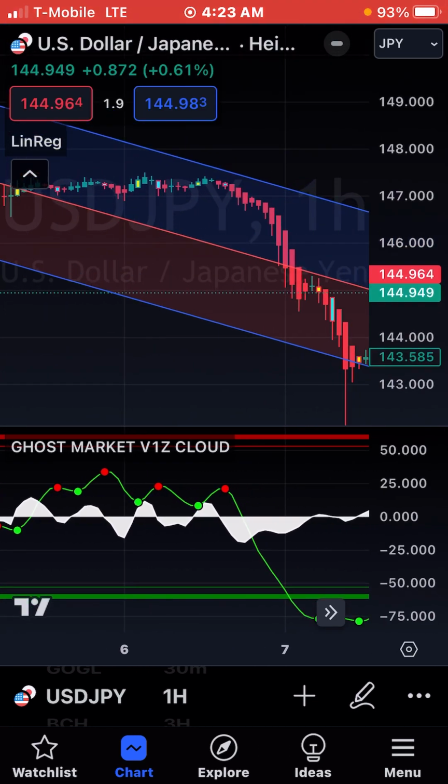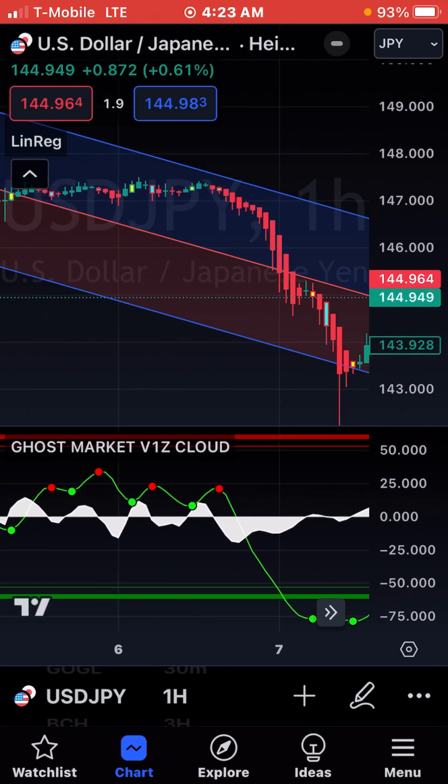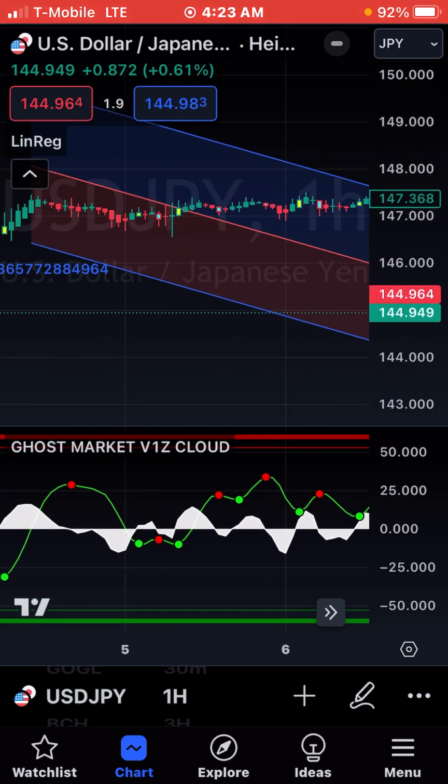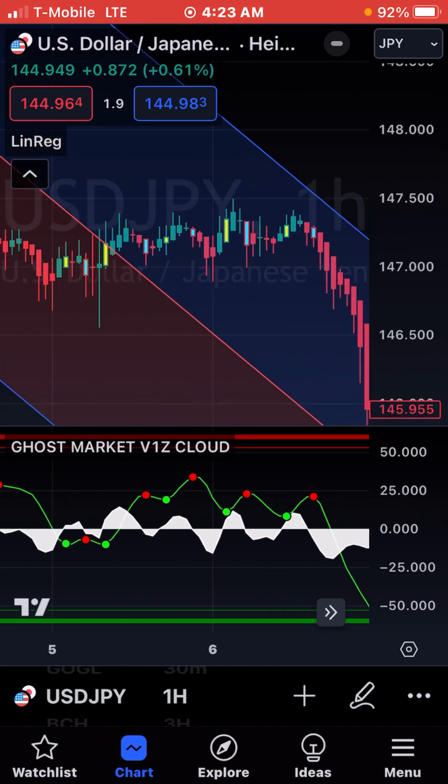And then another thing to take note of is when the line is above the cloud, it's an uptrend. If you're looking at a longer time frame, if the green line is above the cloud, it's an uptrend. If it's below the cloud, it's a downtrend. So what you want to do is get in at that moment when the green line is transitioning from down to up or up to down. So we see a small little moment right here.